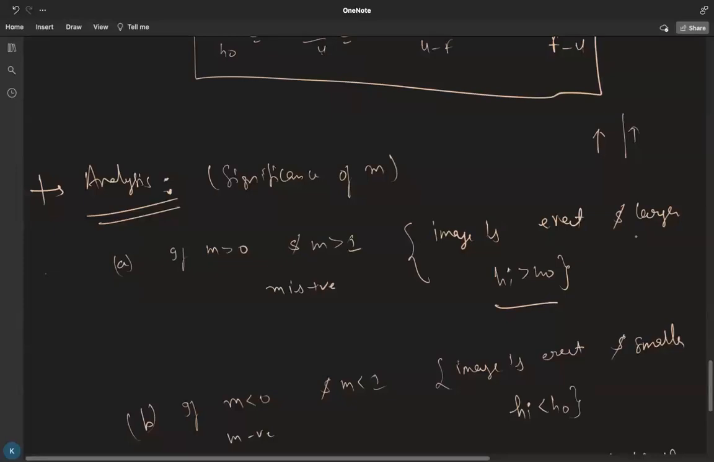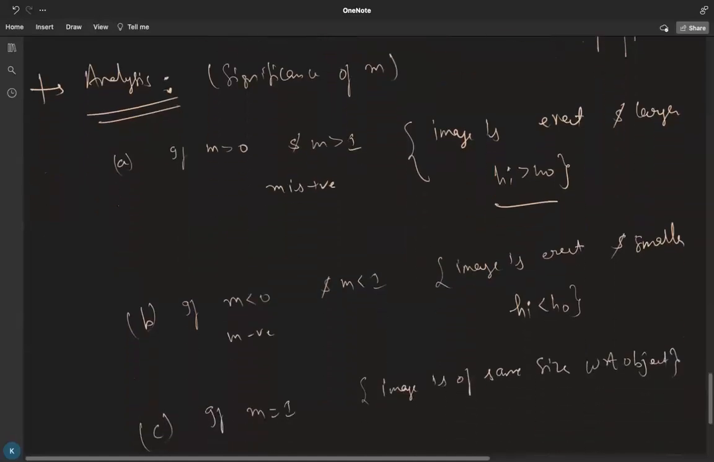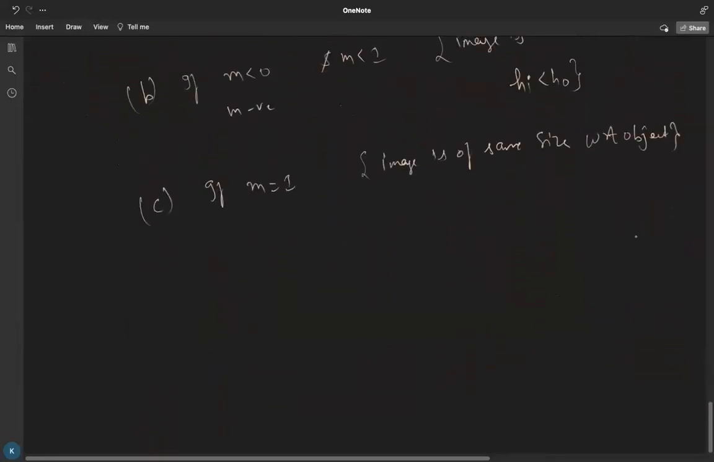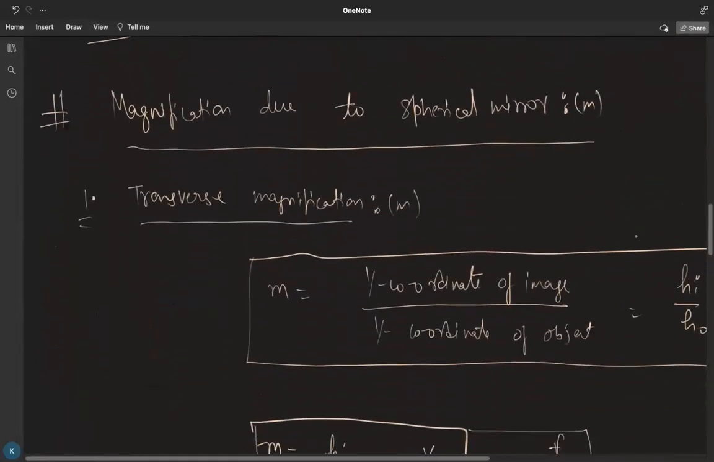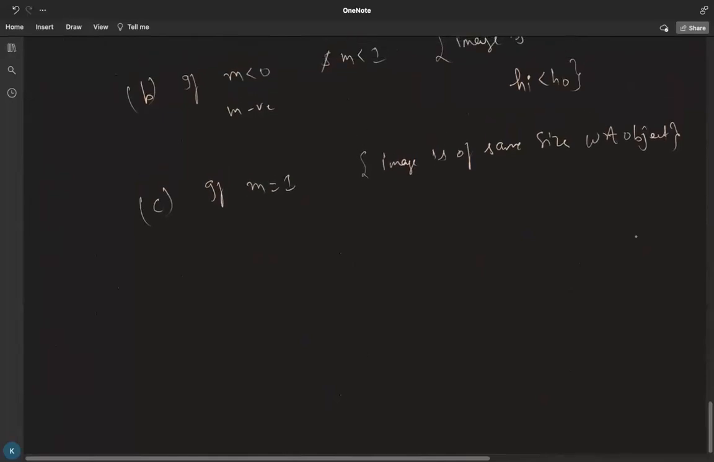The next thing you have to keep in mind: if M is negative or smaller than 1, in that case the image formed will be erect but smaller in size. The third thing, if M is equal to 1, then in that case the image is of the same size with respect to the object. I hope this will be clear to all of you. Now let's move on to the next topic. As I told you earlier, we have two types of magnification. The first is transverse magnification, and the second one is longitudinal magnification. Let me write it here.